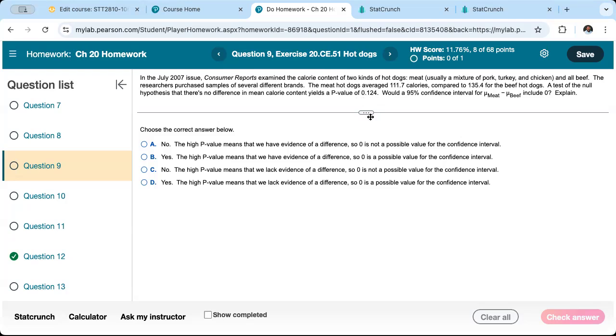Now, if we have a p-value of this, what do you think we want to do? We compare the p-value to 0.05. Would we reject or fail to reject? You fail to reject. Do we agree on that? Okay. Now, would a 95% confidence interval include 0? That conclusion will depend on this. If we fail to reject, then the 95% confidence interval would include 0. If we reject, it means the confidence interval will not include 0.